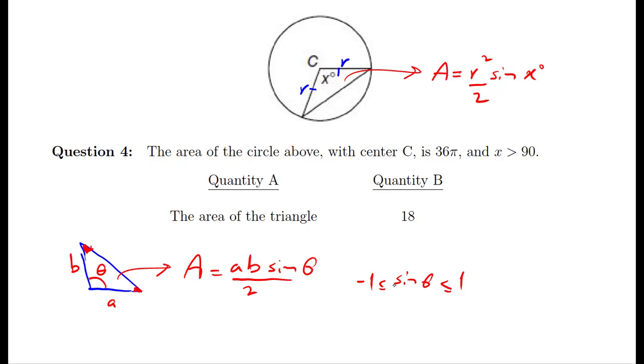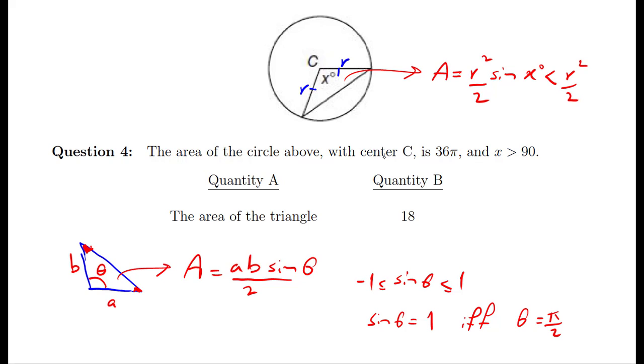This is the range that sine of theta can be. The maximum value is 1, whenever theta is 90 degrees. You can say that sine of theta is 1 if and only if theta is pi over 2 or 90 degrees. But here it says that it's not 90 degrees. So sine of x is less than 1. So the area is less than R squared over 2, and sine of x is less than 1. I didn't write the 1.